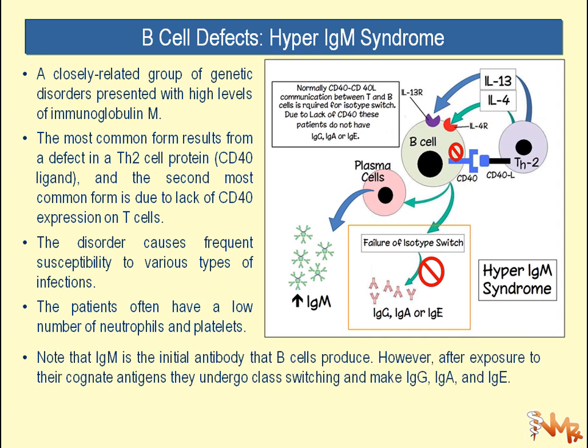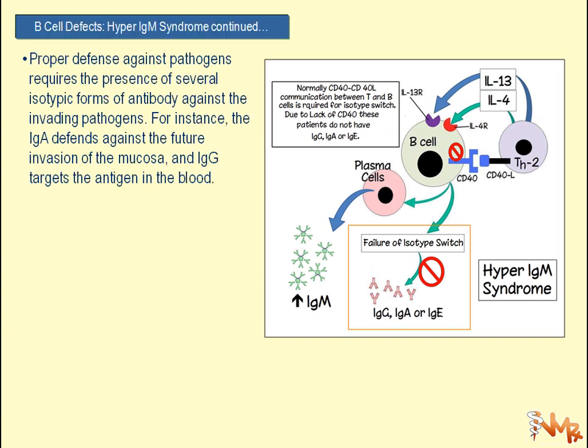I want you to note that IgM is the initial antibody that B cells produce. However, after exposure to their cognate antigens, they undergo class switching and make IgA, IgG, and IgE. This is something that doesn't happen in these patients. Ordinarily, proper defense against pathogens requires the presence of several isotypic forms of antibody against invading pathogens. For instance, IgA against the same epitopes defends against future invasion of the mucosa, and IgG targets the same antigen in the blood.